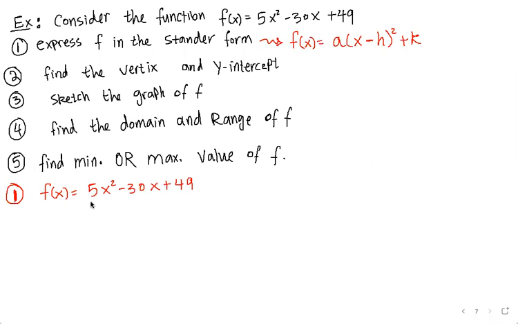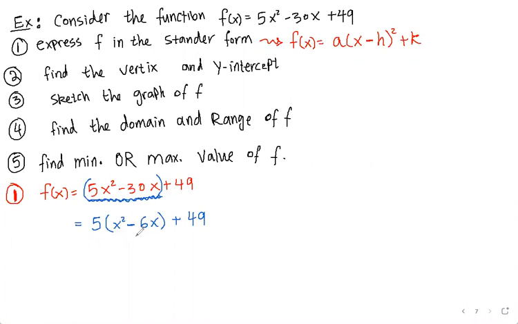Now, second step, you take the first two terms and factor out the 5. Why? Because we're going to make the coefficient of x squared equal to 1. So I factor out 5 and get 5 times x squared minus 6x, and the 49 stays outside, plus 49.